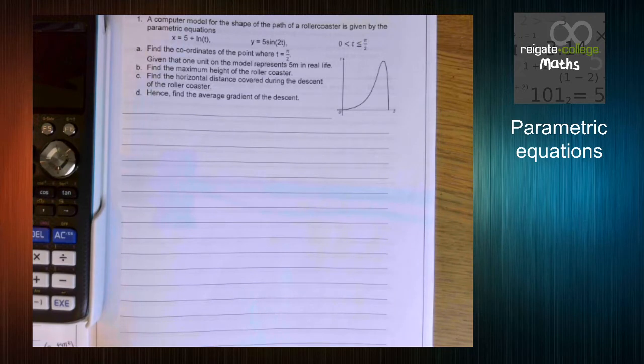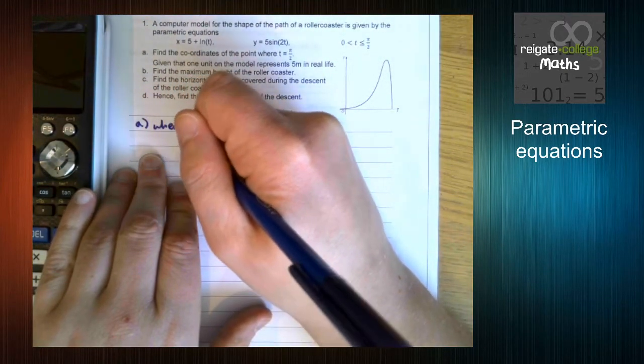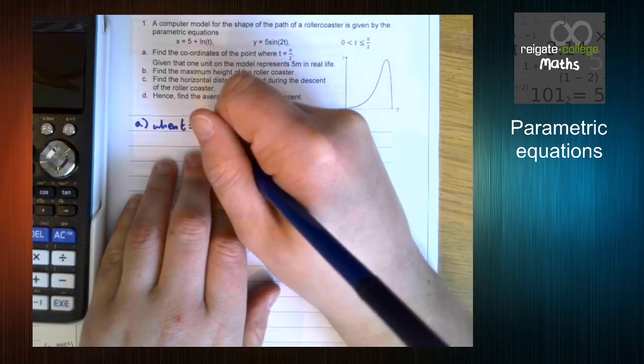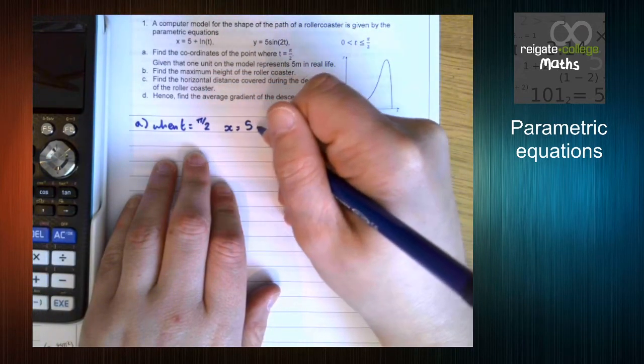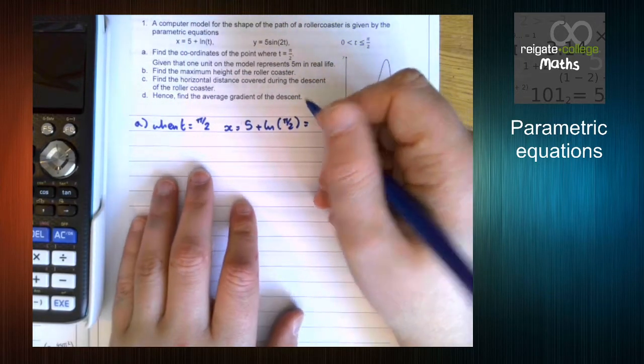So we have this path of a roller coaster given by parametric equations, x equals 5 plus ln t and y equals 5 sine 2t. And we've got a few questions here. We want to find the coordinates of the point where t is pi over 2. Nice and simple. So all we're going to do, when t is pi over 2, x equals 5 plus ln pi over 2, which is going to be some very unpleasant number.